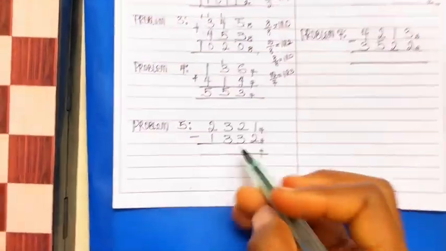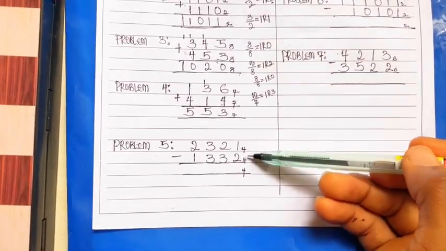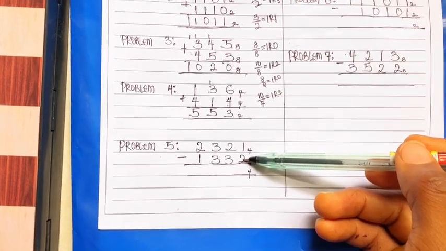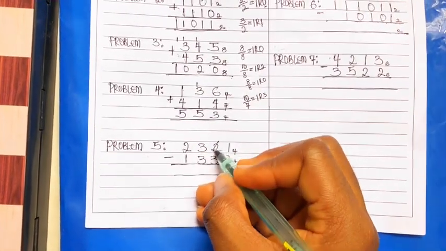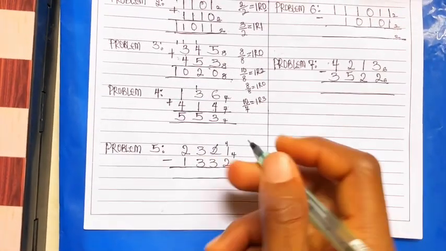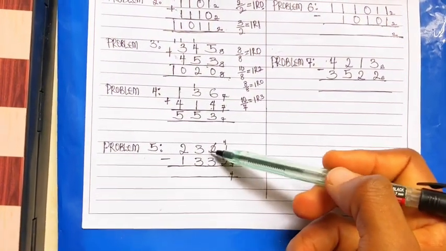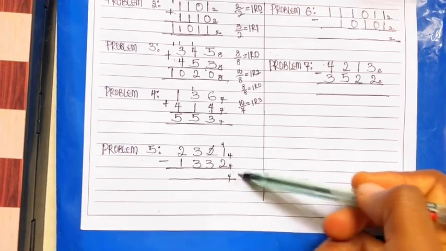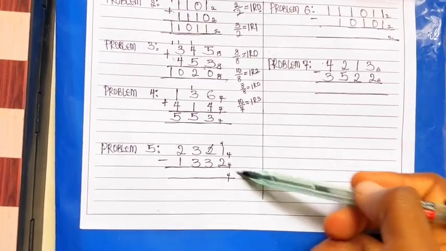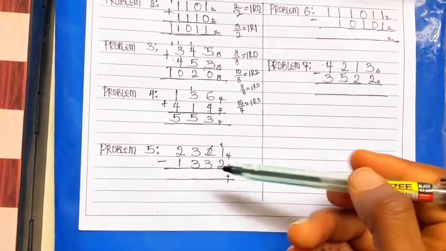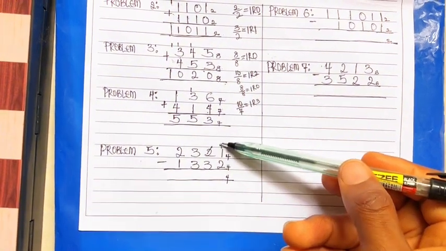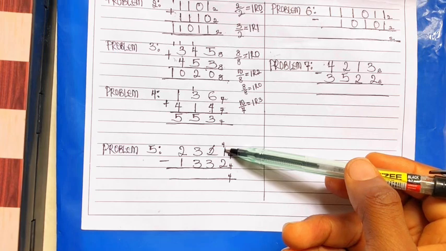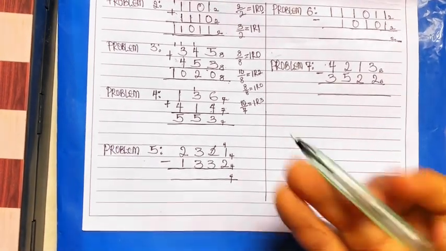Now let's move to subtraction in base 4. 1 minus 2, which we know is impossible, so we borrow 4 from here. If we're using our number base 10, we say let's just borrow 10 from here, then here becomes 11. But in this case, we are in base 4, so the calculation is quite different. The number you're borrowing here is actually the base. So this is 4. Now 4 plus 1 is 5. 5 minus 2 is 3.